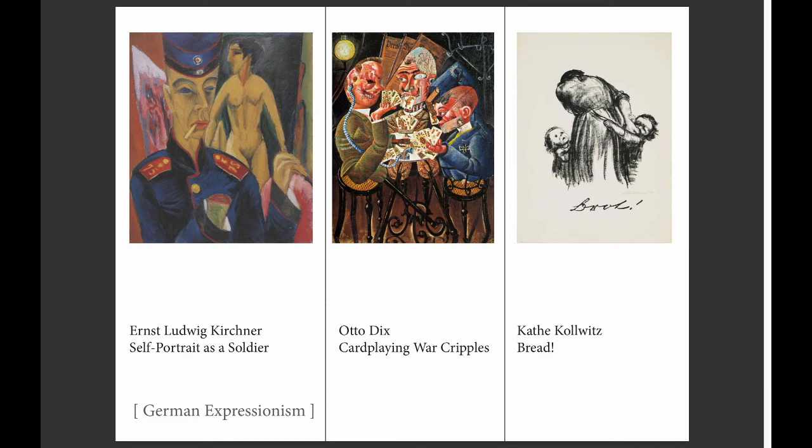So we had two world wars that we were, of course, dealing with, and what happens when these soldiers come home and have to resume their lives. So Kirchner's self-portrait as a soldier, we see a missing arm. He's trying to have that human connection. It's not quite there. Same thing with Otto Dix's card-playing War Cripples. We can see there's machinery and robotics. They sort of have that cyborg feel to it, trying to resume normality.